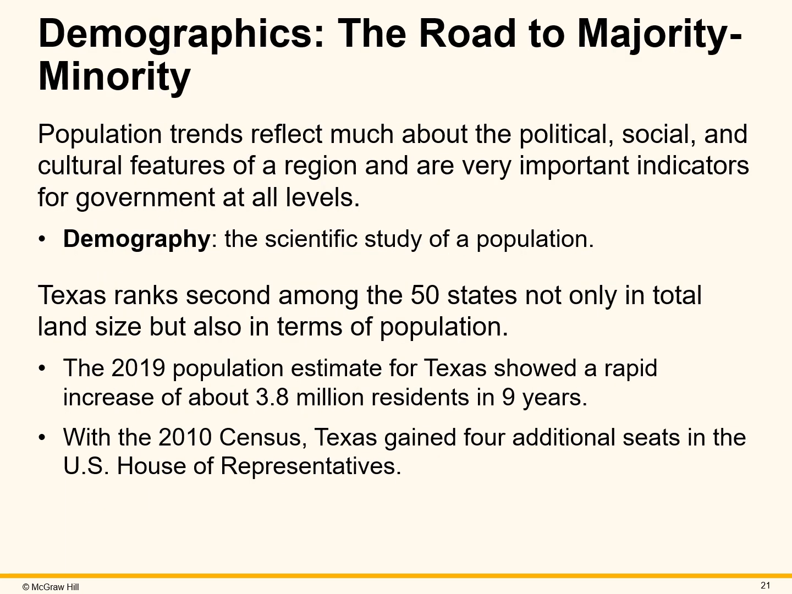Demographics, the road to majority minority. Population trends reflect much about the political, social, and cultural features of a region and are important indicators for governments at all levels. Demography is the scientific study of population. Texas ranks 2nd among the 50 states not only in total land size, but also in terms of population. In 2019, population estimates showed that Texas had a rapid increase of about 3.8 million residents in 9 years. With the 2010 census, Texas gained 4 additional seats in the U.S. House of Representatives.